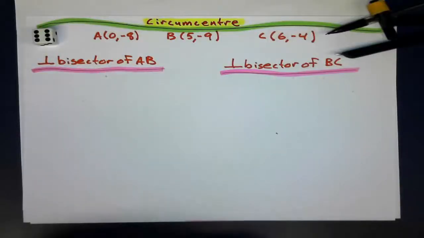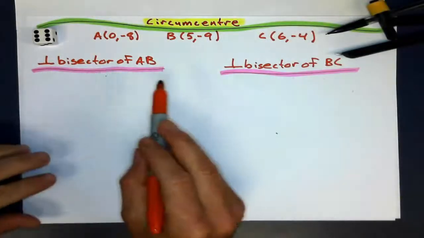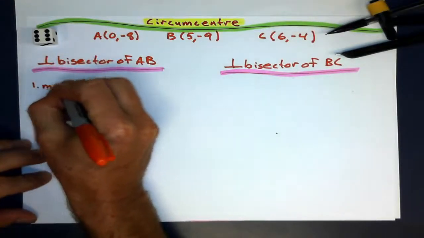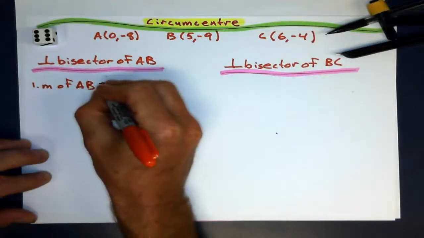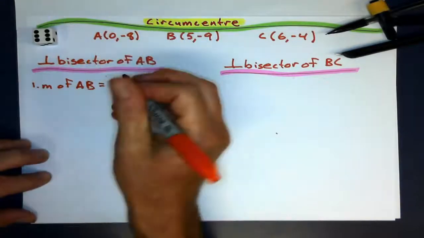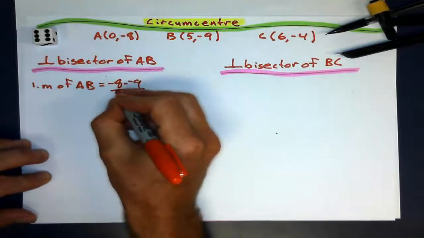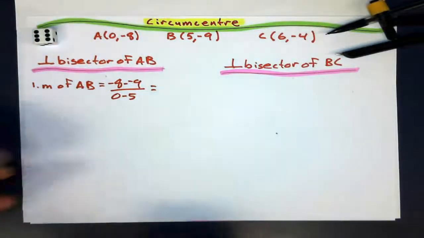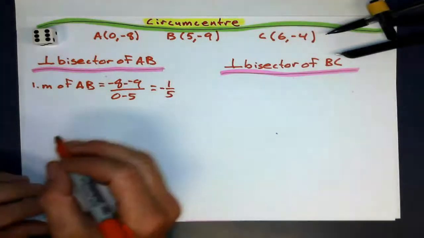Okay, so here we are, finding the circumcenter. First up, I'm going to find the perpendicular bisector of AB. I've done this in a previous video. First step is to find the gradient of AB, which is the change in the y's, -8 minus -9, over the change in x, 0 minus 5. Okay, and I get a value for that gradient, which is -1/5.